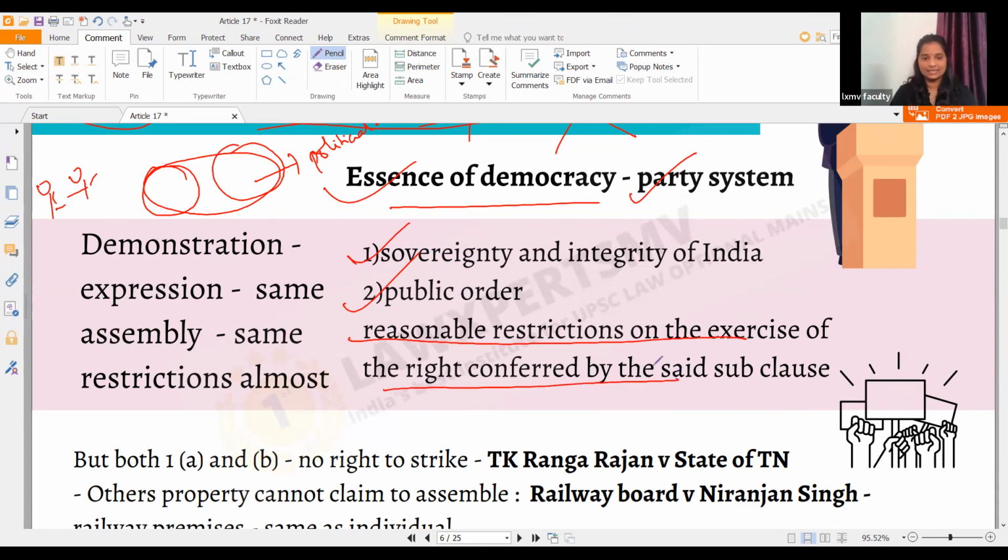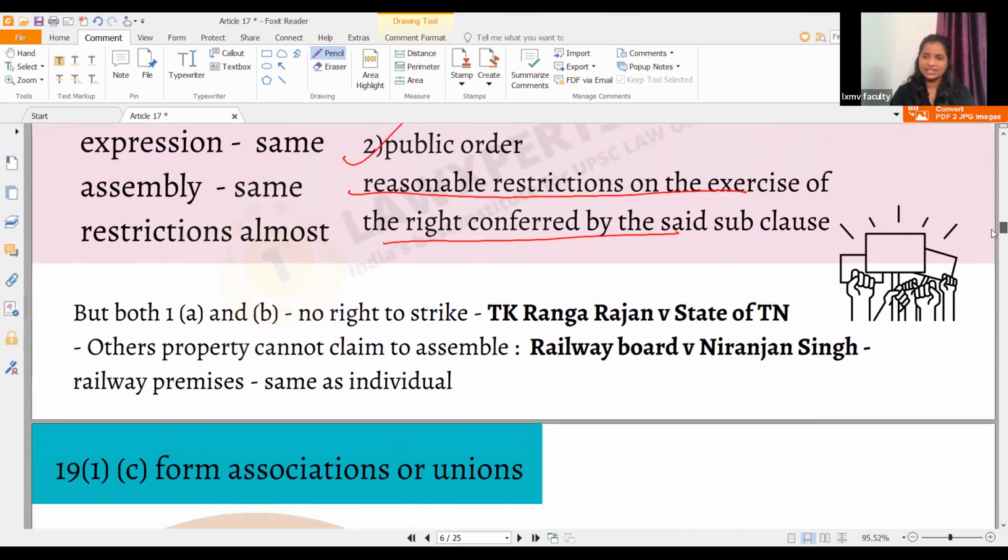found to be reasonable. Now we have a question whether the right to strike is included in right to assemble or right to freedom of speech. In the state of T.K. Rangarajan versus state of Tamil Nadu, it said there is no such explicit right. Okay, but there are lots of case laws which says that tactically there is a little bit of right to strike, all those things. But UPSC is not keen about that. So just know this concept.